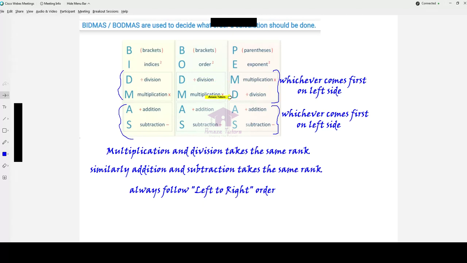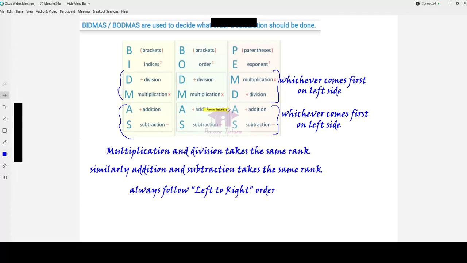can be multiplication and division. As you can see here, multiplication and division take the same rank. Also, addition and subtraction take the same rank as well. What we have to do, we have to follow the direction left to right always. That is also very important to be followed. So whether it is multiplication or division, whichever comes first on the left side, that is what we are going to perform.